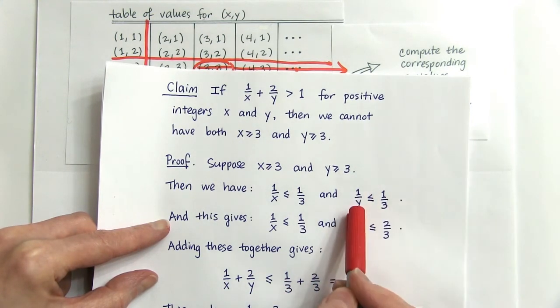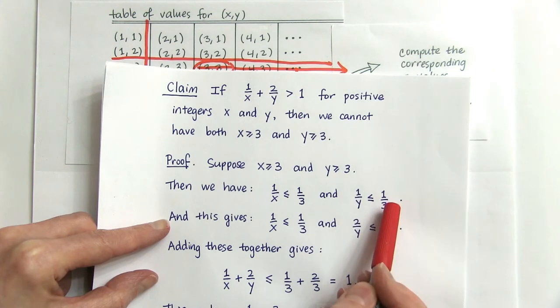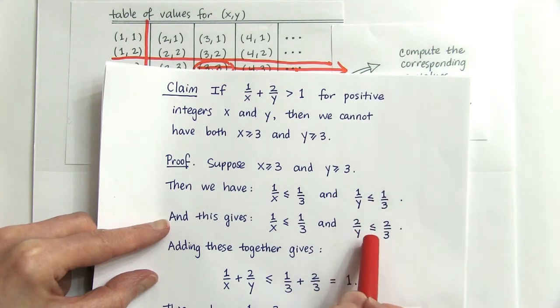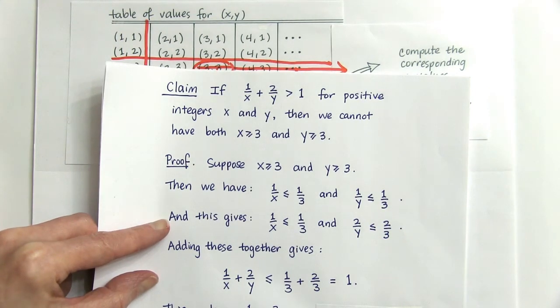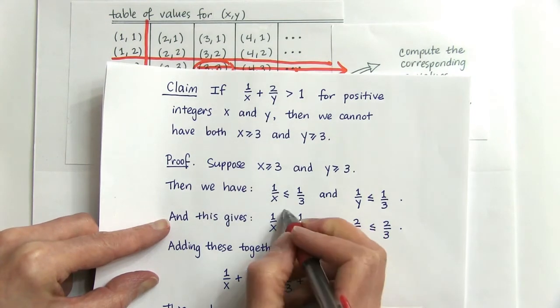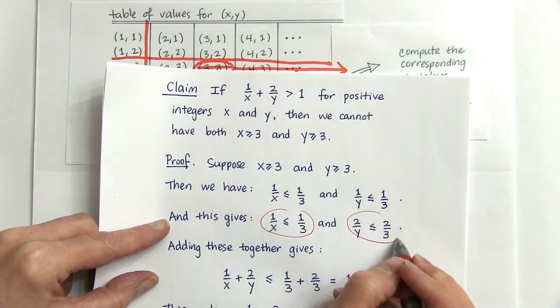So if 1 over y is less than or equal to 1/3, then 2 over y is less than or equal to 2/3, then, as pointed out in the previous discussion, by using the transitivity axiom and the translation invariance axiom, we can add these two inequalities together.